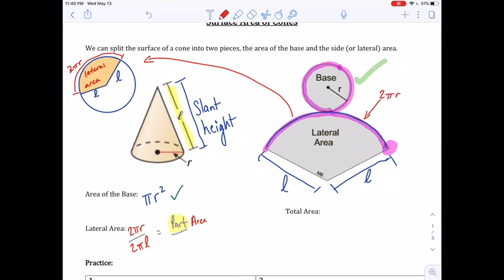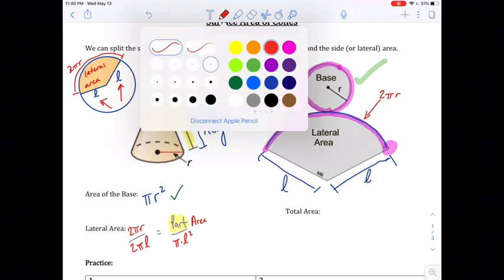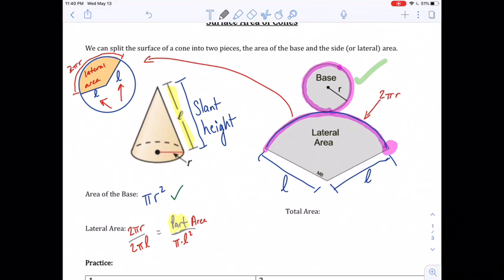Well, the area of any circle is pi times the radius squared. But what's the radius here? Well, the radius is L, so that's pi times L squared. Okay. Now what's just the part? I don't know. I have no idea what the part is.